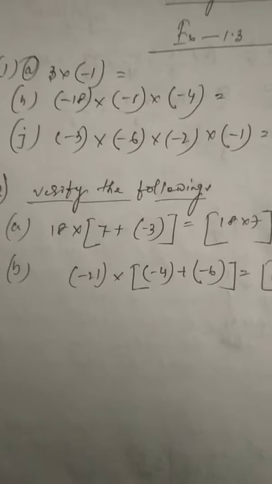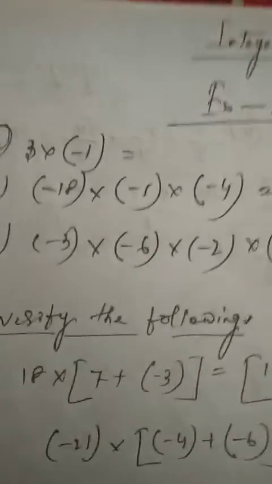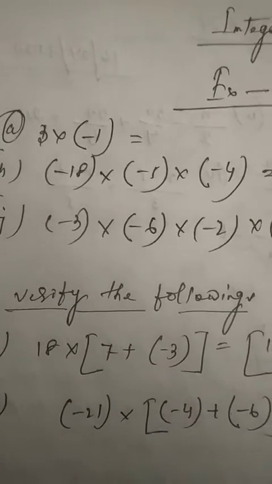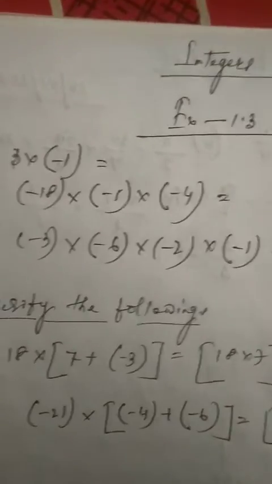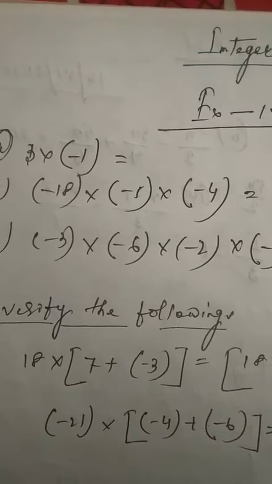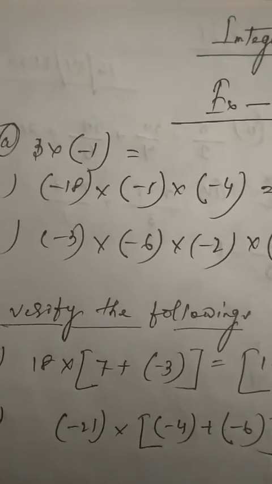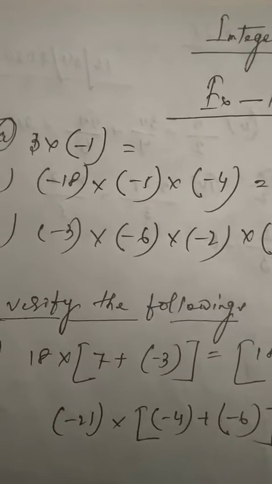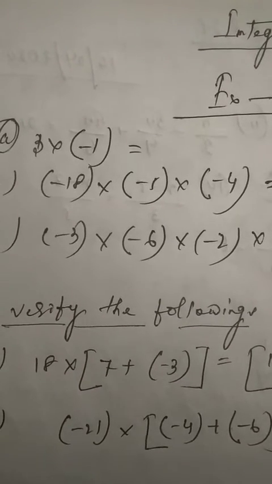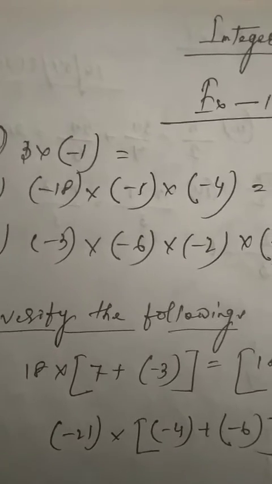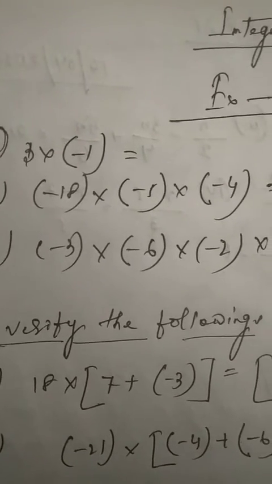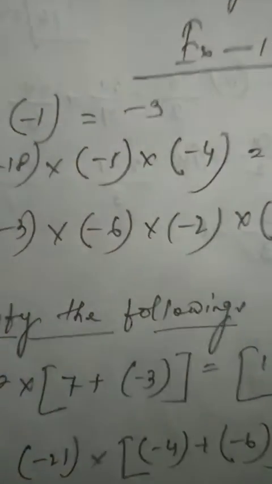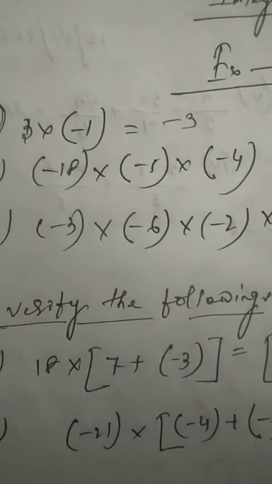So children, as we can see over here in the first question, 3 into minus 1. These are a sort of multiplication in which we have to multiply and get the answer. So in question number 1 of exercise 1.3, that is 3 into minus 1, the answer is minus 3.